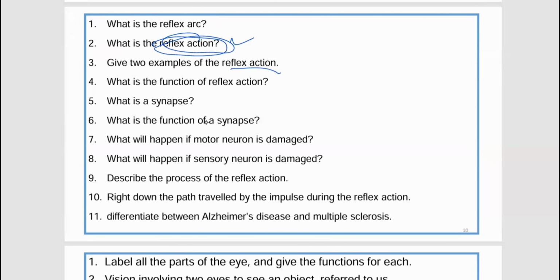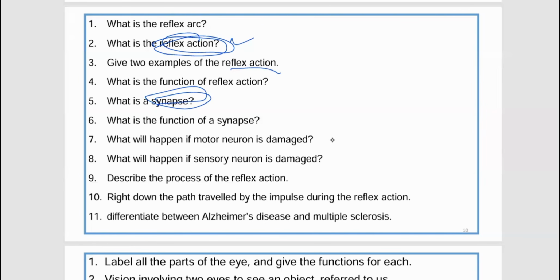Because the brain is too slow to react, therefore it might lead to damaging of the body. So what's the function of reflex action? Then the synapse. A synapse allows impulse to move in one direction. So what is it? It is a junction between 2 or more neurons. It's a gap between 2 or more neurons. So that junction, or the gap between 2 or more neurons, is what is called a synapse.